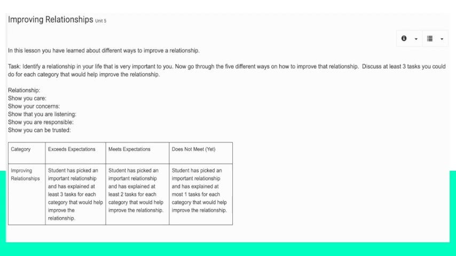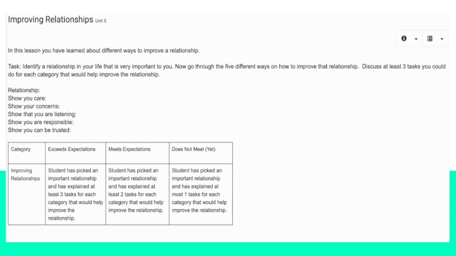So in this lesson, you've learned about different ways to improve a relationship. Your task is to figure out one really important relationship in your life. Now go through the 5 different ways that you learned about on how to improve that relationship. Discuss at least 3 tasks you could do for each category that would help improve the relationship. The different ways are show you care, show your concerns, show that you are listening, show you are responsible, and show that you can be trusted.